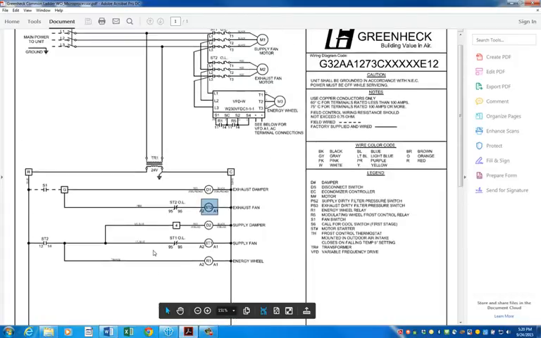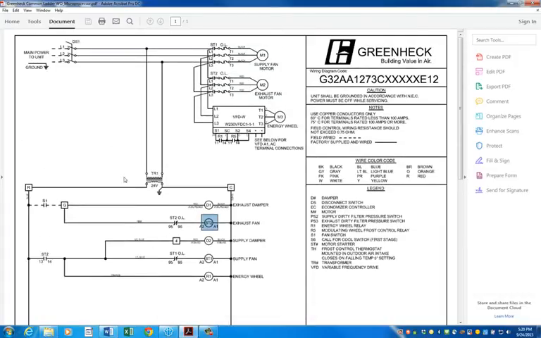So I hope you saw some similarities between these prints and the prints we looked at earlier. That's the end of this lesson.